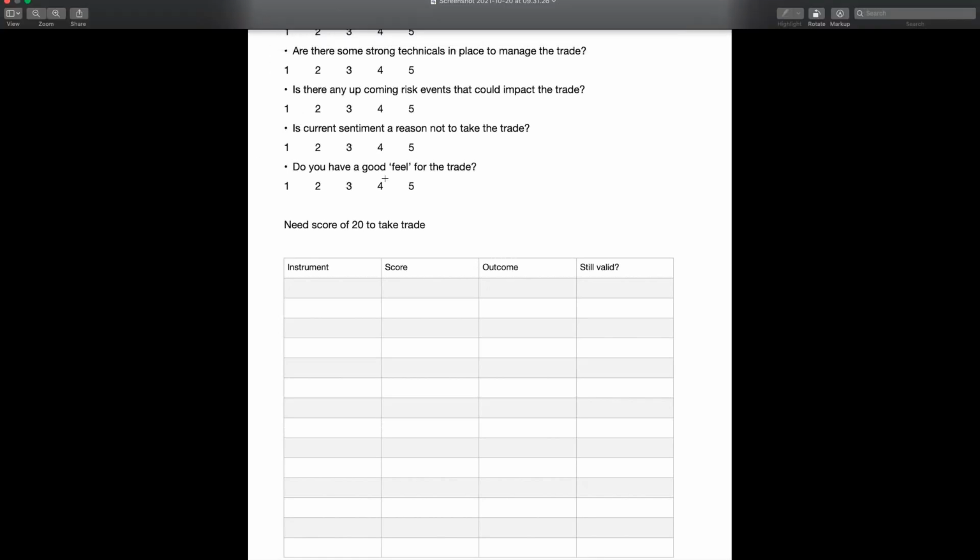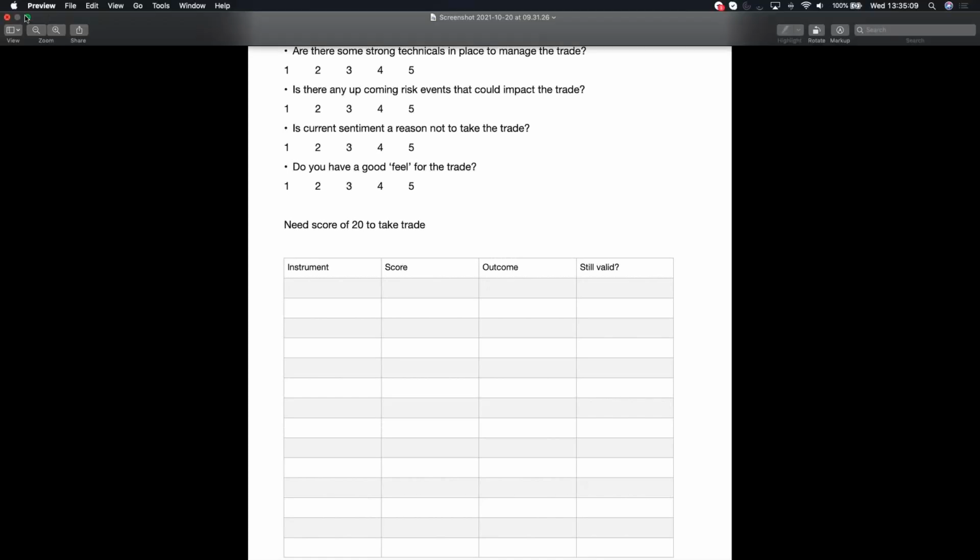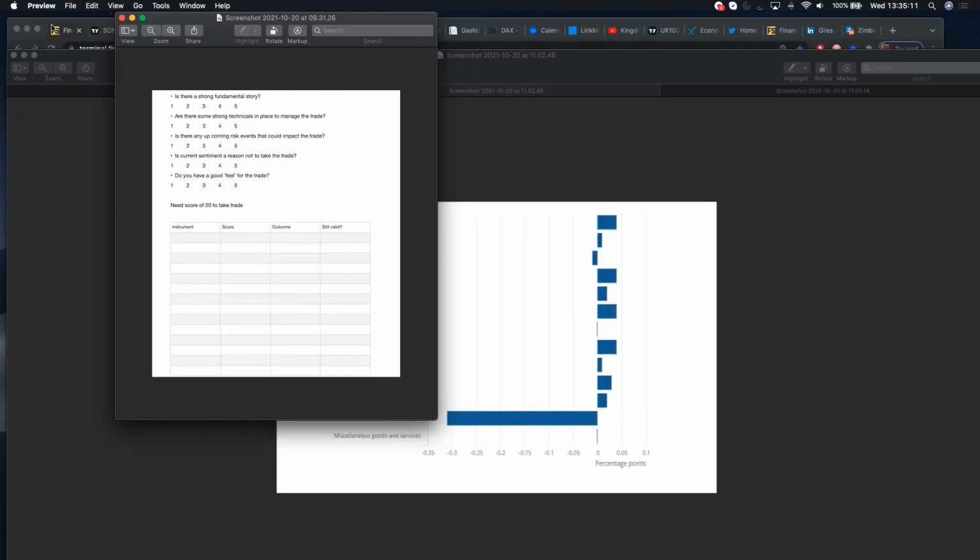So I'll take an example of a trade that we'll look at today, and we'll see how we can use that. But take a screenshot of that. It's a very helpful, short, easy checklist, and then I'll show you how that can be used in our trading.